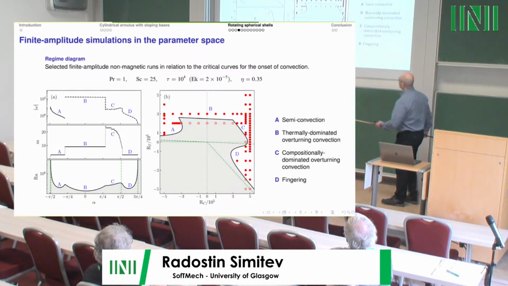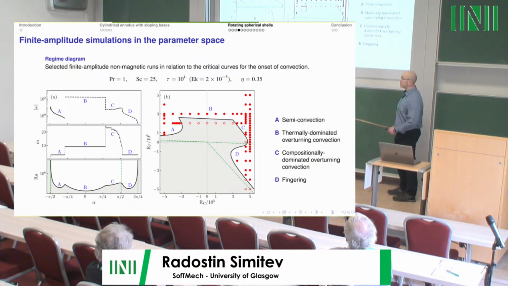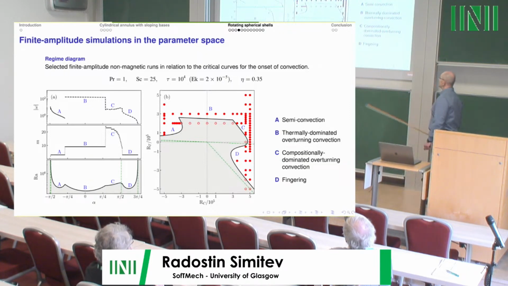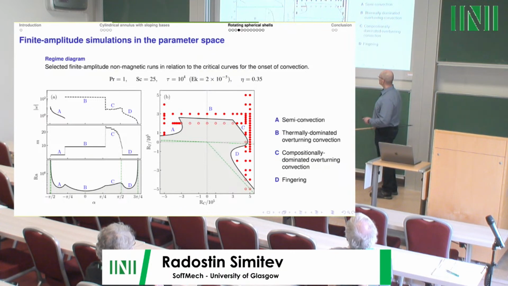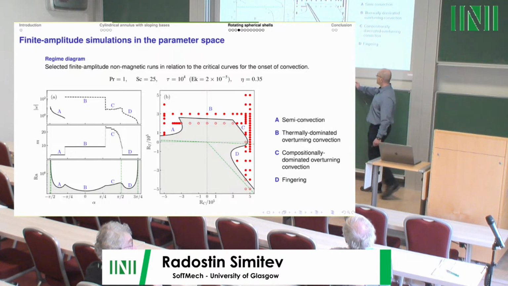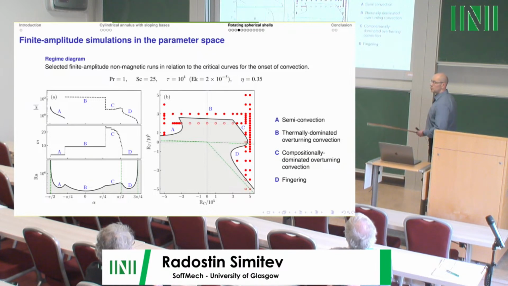Right. The other parameters are fixed as follows. We have Prandtl number equal to 1. The Schmidt number is 25, so there is a significant difference in the diffusivities. The Ekman number is 2 times 10 to the minus 5. The aspect ratio is similar to the Earth. So in order not to lose the boundaries between the different thermocompositional regimes, I've stayed fairly close to the linear onset, so it is weakly nonlinear.